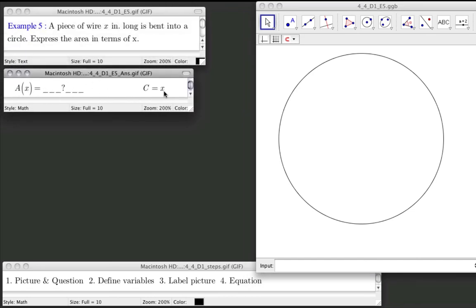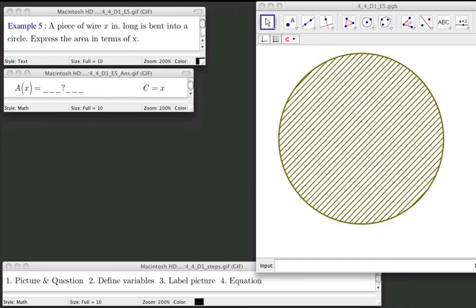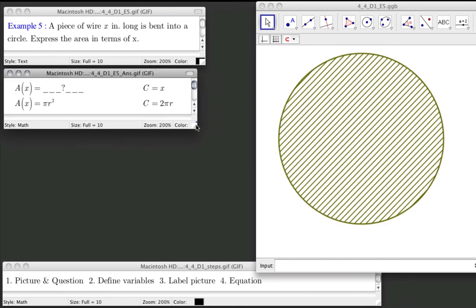So for my answer, I'm going to start out with the area as a function of x, where the circumference is the same thing as x, and that means that my piece of wire x inches long is the circumference of the circle, and now I've got to use that x to find the area. Well, I think in order to find the area of a circle, I need a different formula, which is pi r squared. I know that the circumference of a circle is 2 pi r, so on my function, the r needs to disappear, and I need to have the x appear.